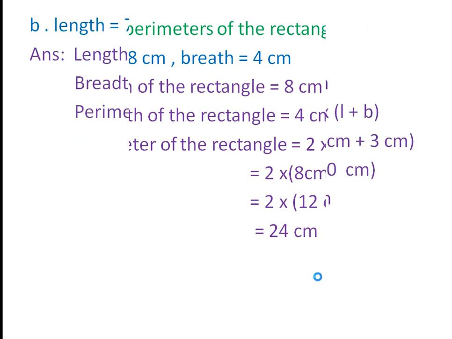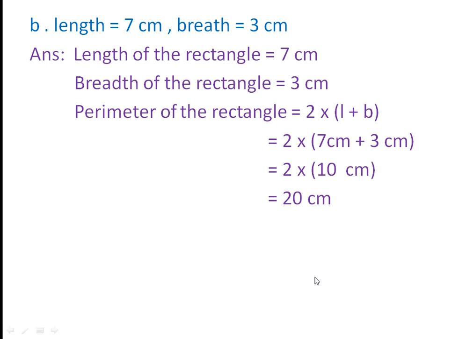And the next question. We have the total problems in this, 4 problems are there. See, this is the B problem. Length is equal to 7 centimeters and breadth is equal to 3 centimeters. First write down the statements. If you don't want to write down the length of the rectangle and breadth of the rectangle, no problem, leave it. Write down directly the perimeter of the rectangle formula and write down the length and breadth directly in the brackets. No problem.